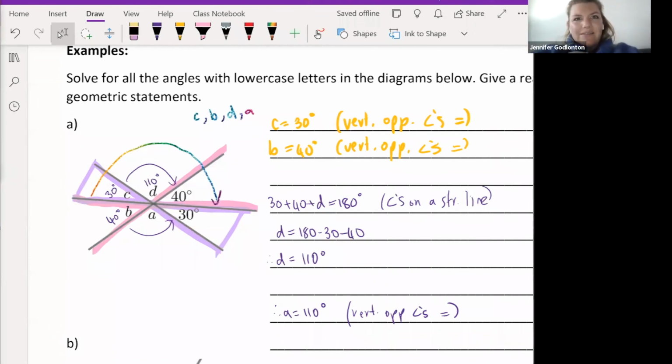Funzo, yeah. Hi, ma'am. Hi. I wanted to ask a question. Sure. When we want to find A, weren't we supposed to say 40 plus 30 plus A? You could definitely do that. So you could say 40 plus 30 plus A because of angles on a straight line. That's totally fine. Yes. Yeah, 100% fine. Okay, thank you, ma'am.